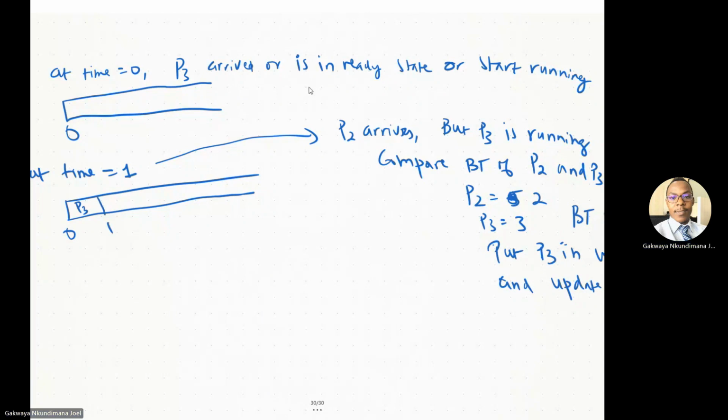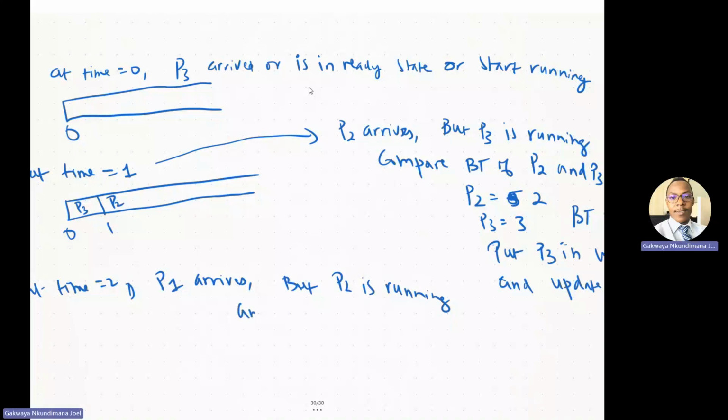At time 1, P3 is suspended and P2 starts executing, right? P2 starts executing at this time. Now we come here at time equal to 2. When the time is equal to 2, P1 arrives, correct? But P2 is running.